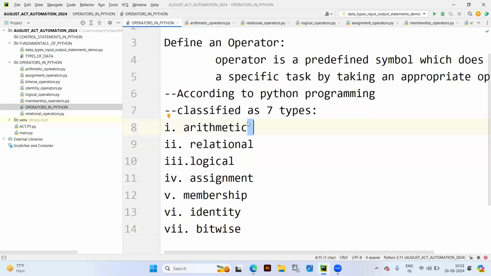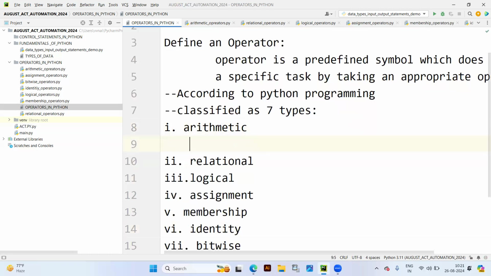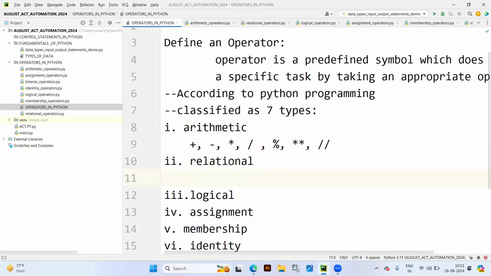Let's come to the arithmetic operators. What are the operators we do have? Plus, minus, multiplication, division, modulus, exponential operator, floor division operator. These are the operators that come into arithmetic operators. Coming to relational operators, also known as comparison operators, what are they? Less than or equal to, greater than or equal to, double equal to, and not equal to. These are the relational operators we do have.